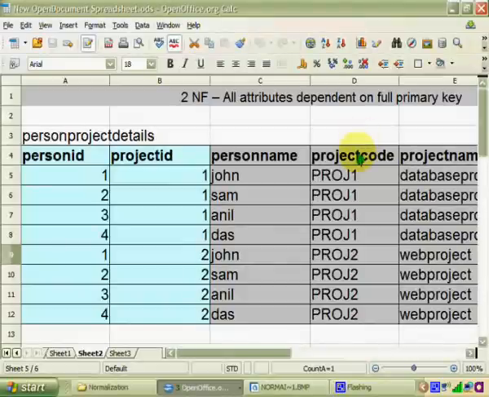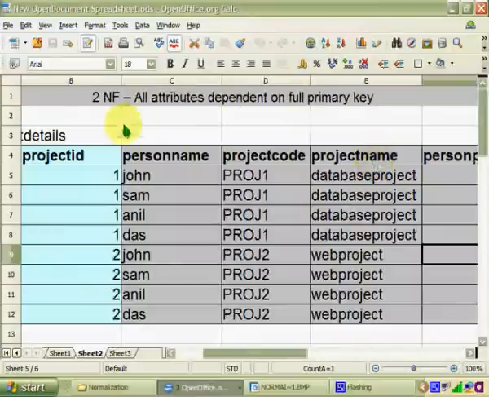Project code is not in any way related to John. It's not in any way related to Sam, not related to Anil, not related to Das. But we had to store the project code 4 times, simply because we did not follow the rule, and that is that a non-key attribute, which is project code, should not be dependent on a partial key. In our case, it is dependent on the partial key, and that is causing the redundancy. Similarly, project name is again dependent on the partial primary key. So we have to say database project, database project, database project, database project.